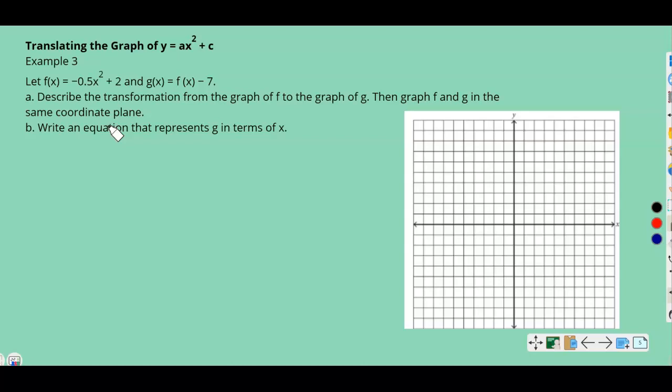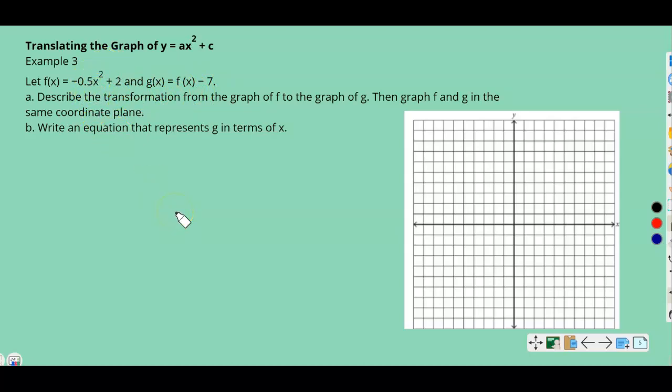The first thing we're going to do is find some points to graph f of x so we can see what that looks like. We know it's quadratic because it has an x squared. Remember, anytime you have a highest degree of 2, we're looking at a quadratic function, which has a parabola as its shape. And then g of x is going to be a translation of f of x.